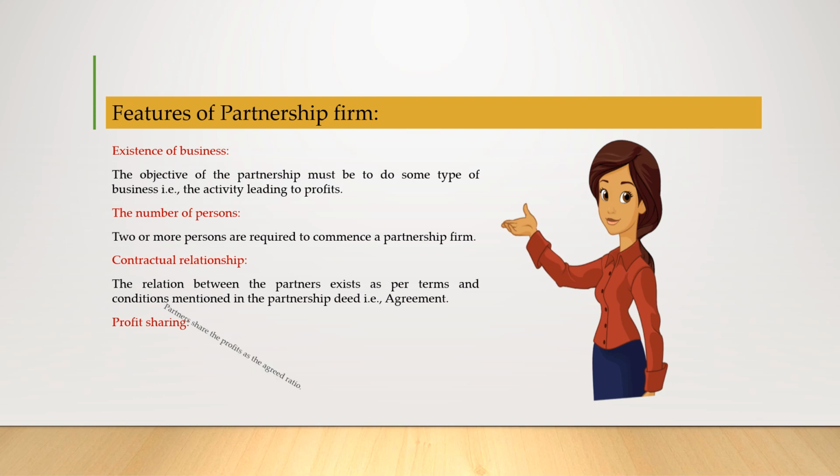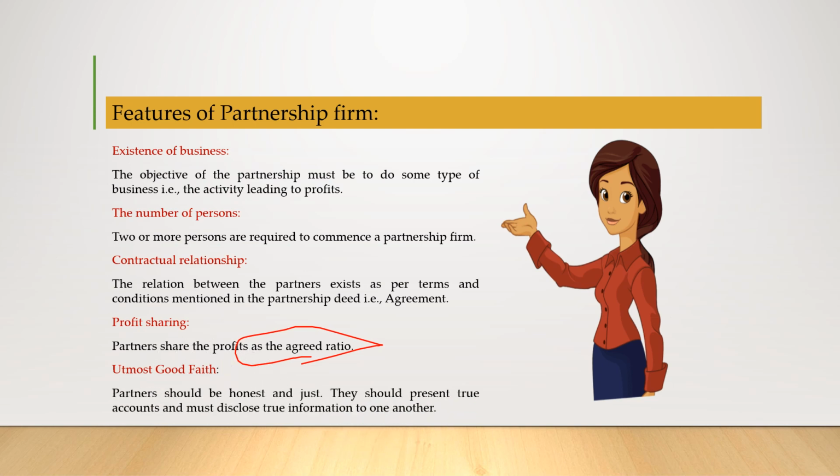Next, profit sharing. Partners share profits according to the agreed ratio. That means the agreed ratio will be in the partnership deed. Next, utmost good faith. Partners should be honest and they should behave justly. They should present true accounts and must disclose true information to one another. Only then the partnership operates successfully.